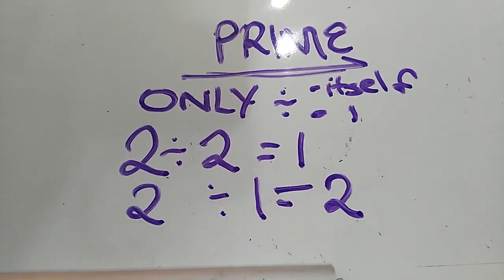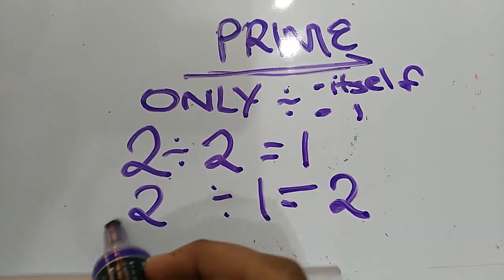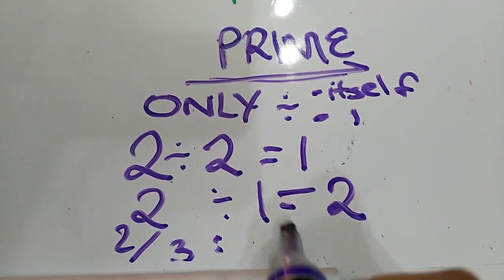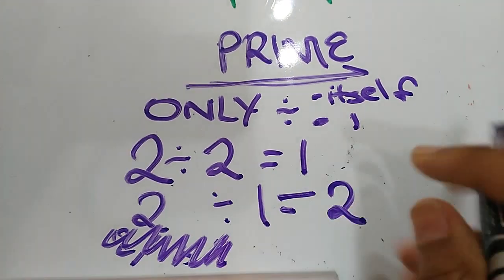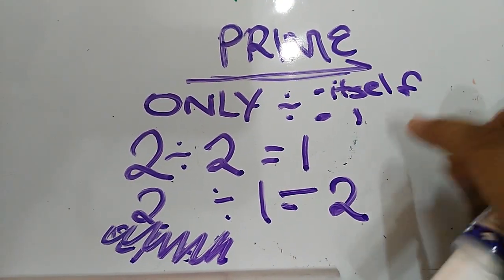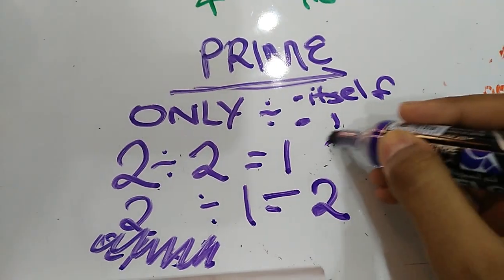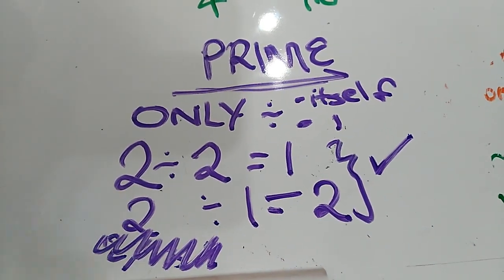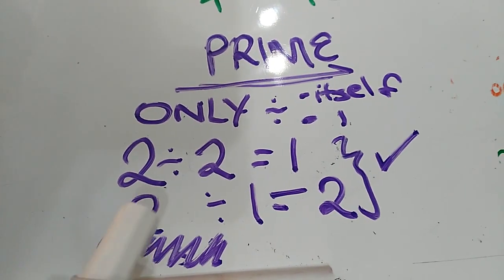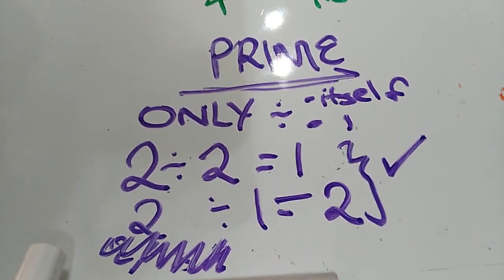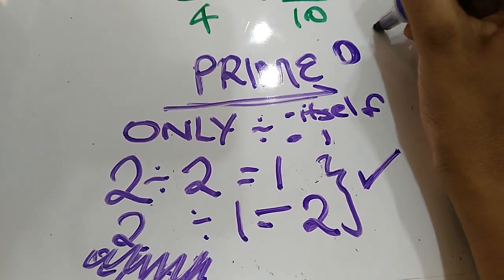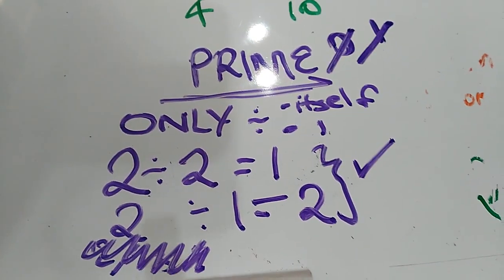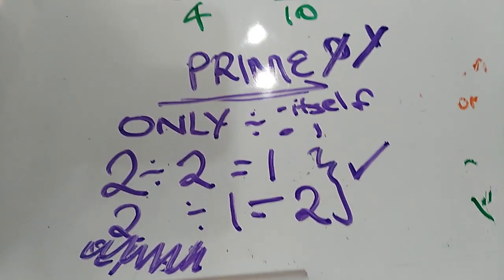But can it be divided by anything else to give a whole number? 2 divided by 3. Well, that gives you a decimal, not a whole number. So therefore, 2 can only be divisible by itself and 1 to give a whole number. Therefore, it fits the criteria of being a prime number. 2 is a prime number, and it is the only even prime number and the smallest prime number. 0 and 1 are, by rule, not prime numbers. So the first prime number is 2.